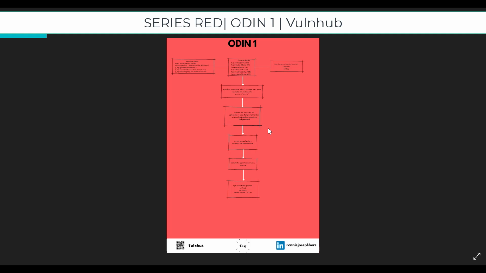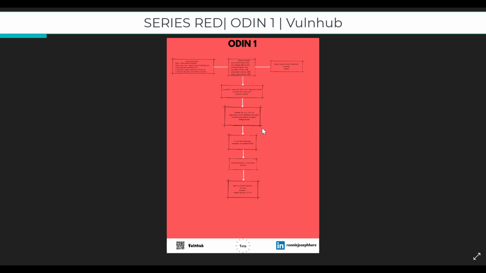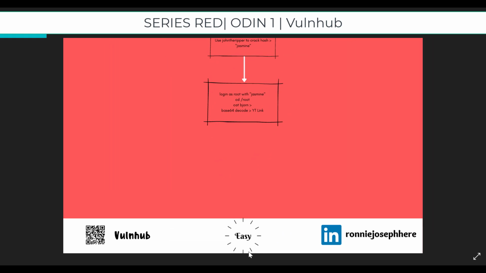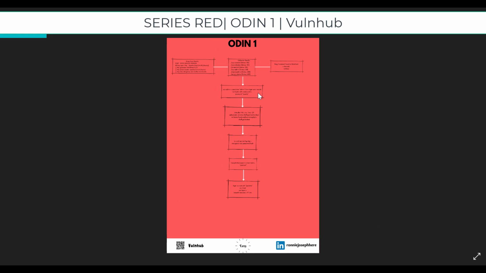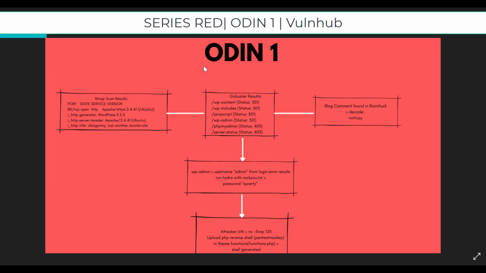Red. So this box is from Hub. This is how I have prepared the PNG file which consists of the steps to solve the box, and if you see below, the box is of easy type and it's from Hub, and if you scan this you will be redirected to the question link. The box name is Odin 1 from Hub.